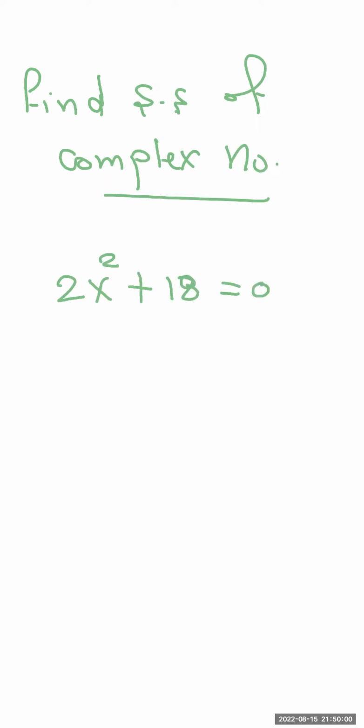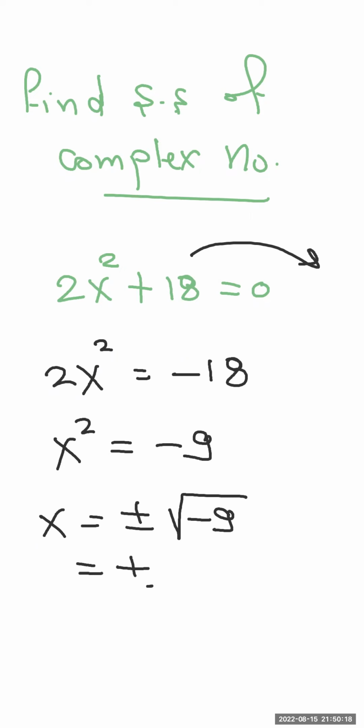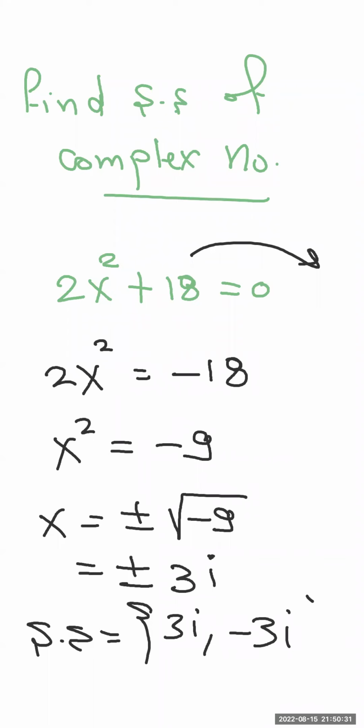So simply like before, nothing new till now. 2x squared equals, shift this number to the other side, negative 18, divide by the coefficient of x squared. So x squared equals negative 9. So x will equal positive or negative square root of negative 9, which means positive or negative square root of 9 means 3, square root of negative 1 means i. So the solution set will equal the set of 3i and negative 3i.